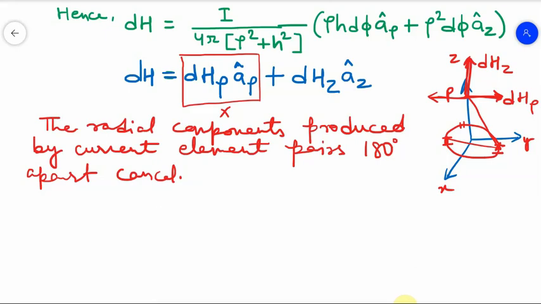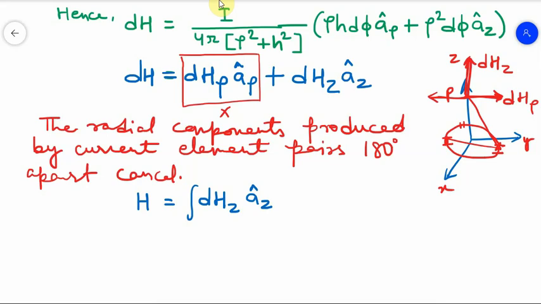How can we determine this dH? By integrating. So simply we are integrating it, and this dHz component is now in the picture and it should be integrated. Okay, so what is dHz? This term is 0. So now this I upon 4 pi (rho square plus h square) multiplied by this rho square d phi along az. Only this will be accounted.